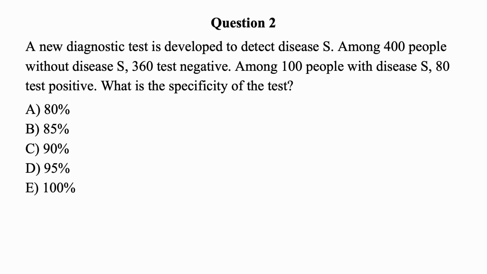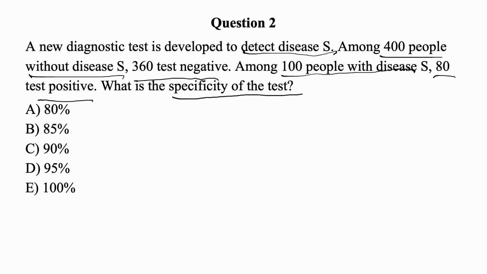All right, next is question number 2. So let's say we have a new diagnostic test that's developed to detect disease S. Among 400 people without disease S, 360 test negative. And then among 100 people with disease S, 80 test negative. What is the specificity of this test?